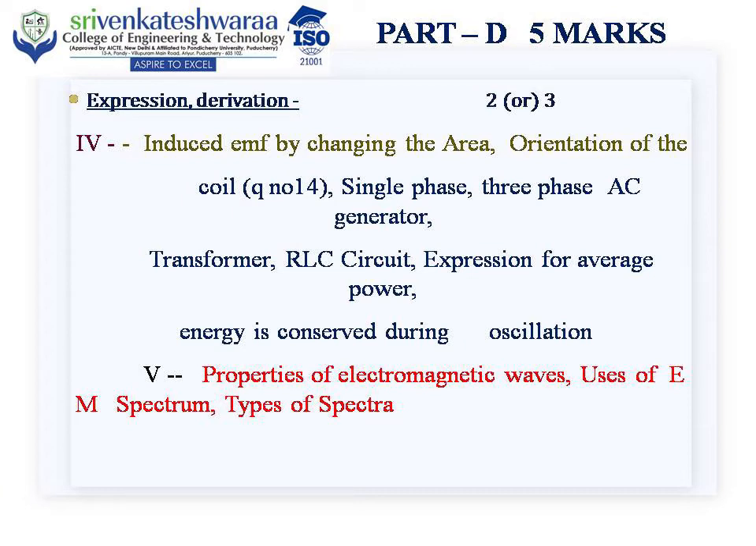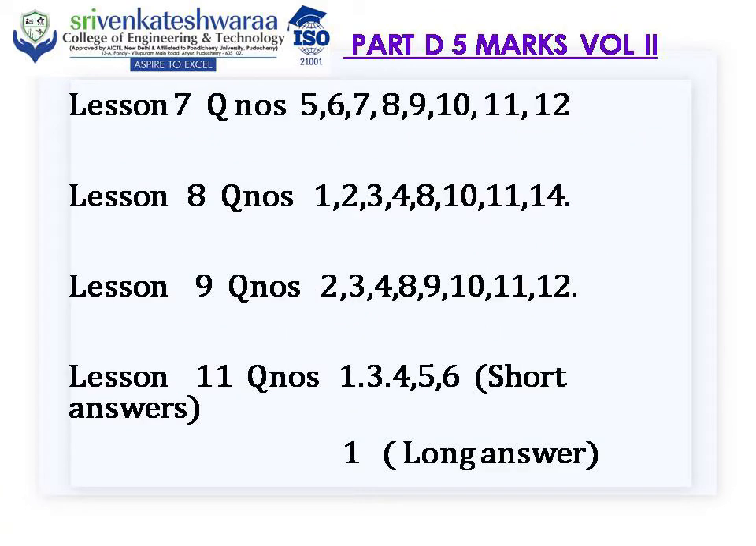In volume 2, the 7th lesson, dual nature. In your book, the question numbers 5, 6, 7, 8, 9, 10, 11, 12, that is 1, 2, 3, 4, 5, 6, 7, 8. So 8 questions I represented here.